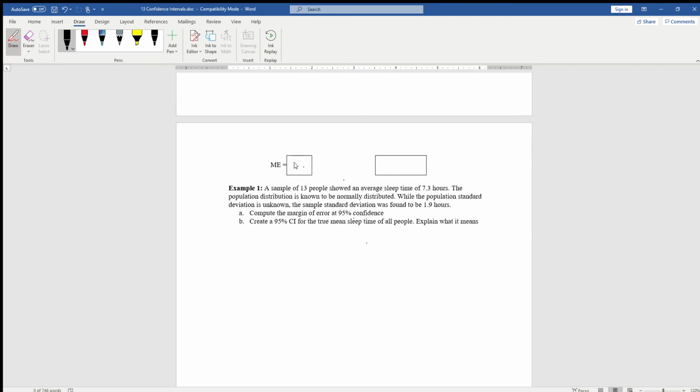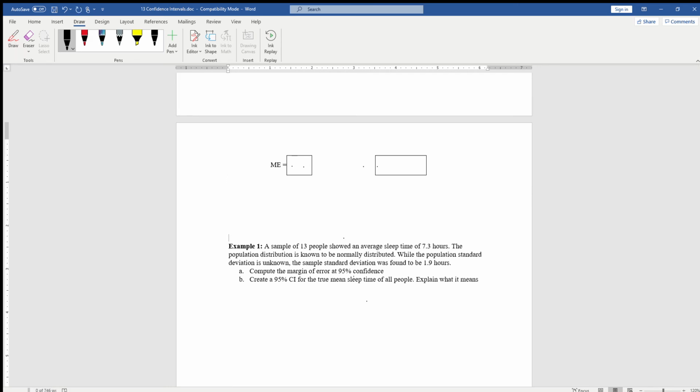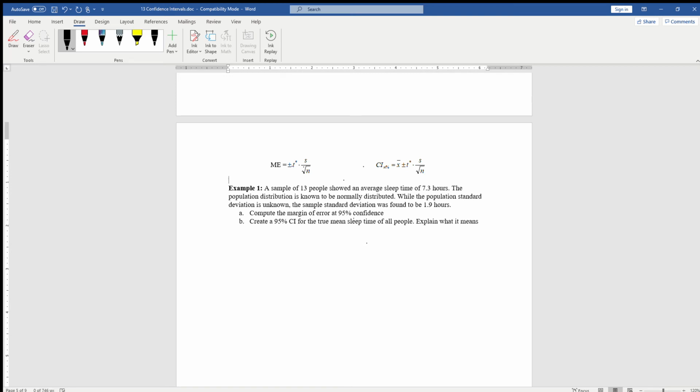Now, I'm not sure what happened, but I lost my formulas right here, but that's okay. I can go ahead and put those back in. So the formula for the margin of error, there it is. It just appeared out of nowhere. Good for us, so we don't have to look at my handwriting.